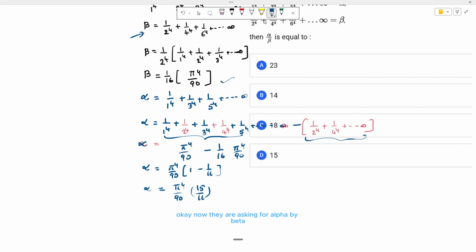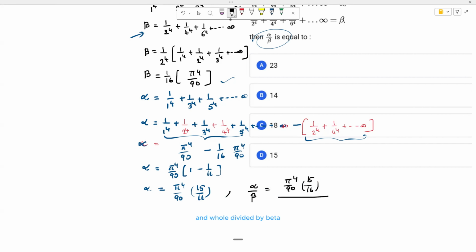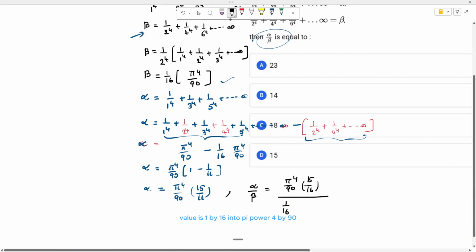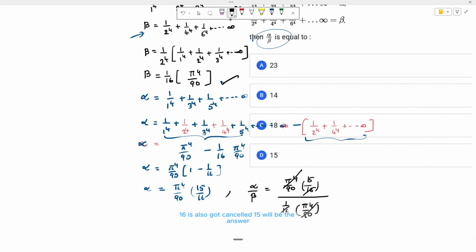Now they are asking for alpha by beta, so let's calculate that. Alpha is π^4/90 times 15/16, divided by beta, which is 1/16 times π^4/90. Here π^4/90 gets cancelled, 16 also gets cancelled, and 15 will be the answer. So option D is the correct answer.